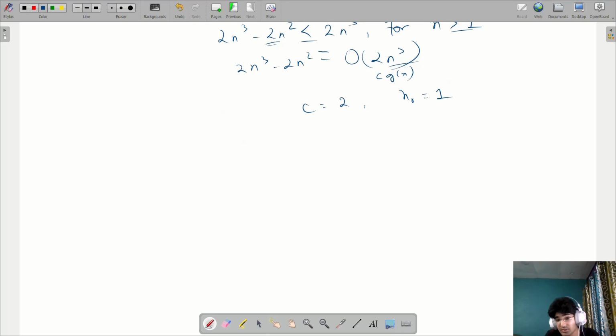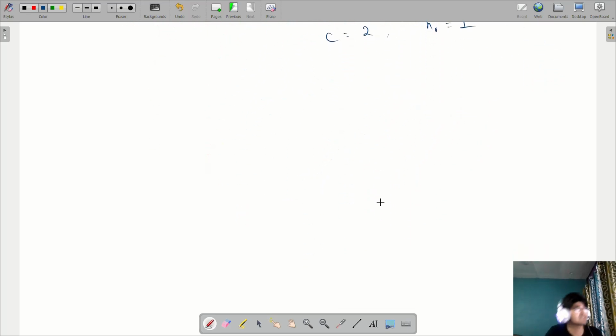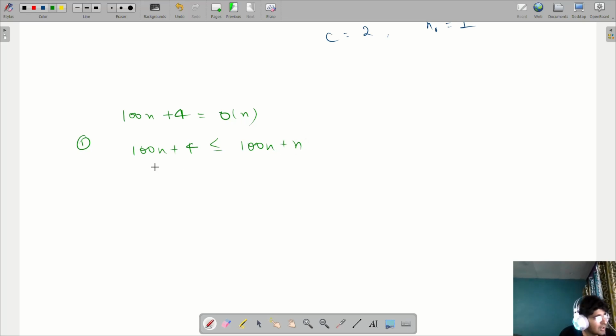Okay, so there is no unique set of values for n naught and c in proving the asymptotic bounds, which means there can be multiple solutions for the same question. Let me explain this as well. Let's say in case 1, we have 100n plus 4 equal to O of n, right? There can be two solutions for it. One can be that 100n plus 4 is less than or equal to 100n plus n. I just added a very small value n and took it a bit above.